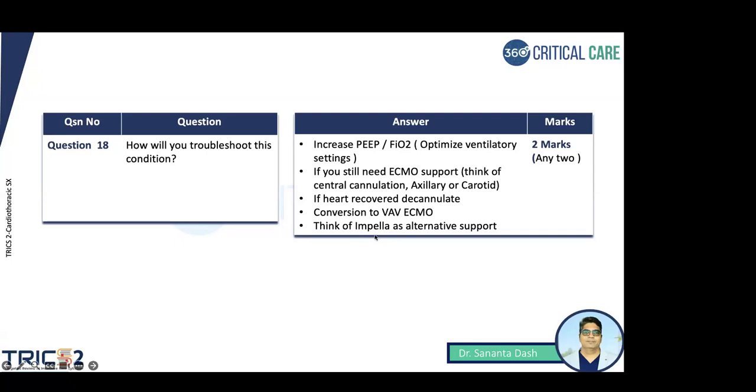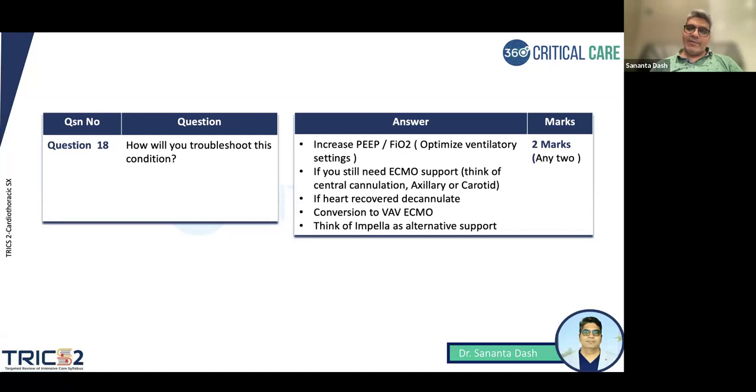Okay, sir. Would you elaborate more on VAV ECMO? Where is the access and where is the return cannula in VA and VAV? In this case, you put more oxygenated blood in through an additional venous cannula, so that the mixing will increase the PO2. You have a V cannula in the VA ECMO, and you add another venous cannula where you are putting more oxygenated blood.